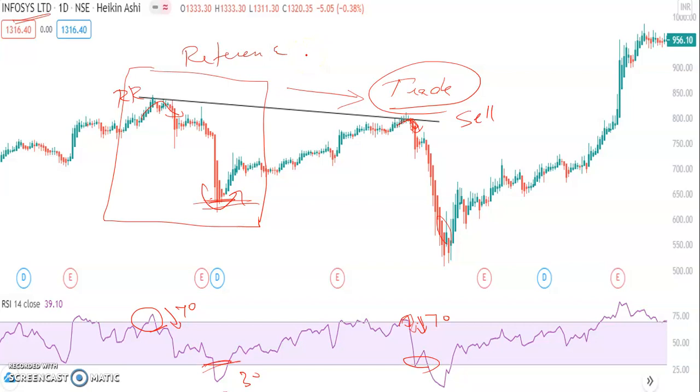Unless you have a reference trade, don't take a trade. Okay, a reference setup. Unless you have a reference setup, don't take any position in the market. It can be a buy or sell, don't take it. Okay, so this is for sell. So for buy also there is a reference setup here.